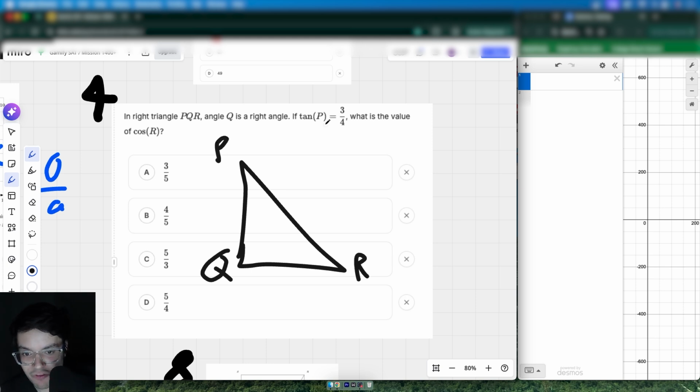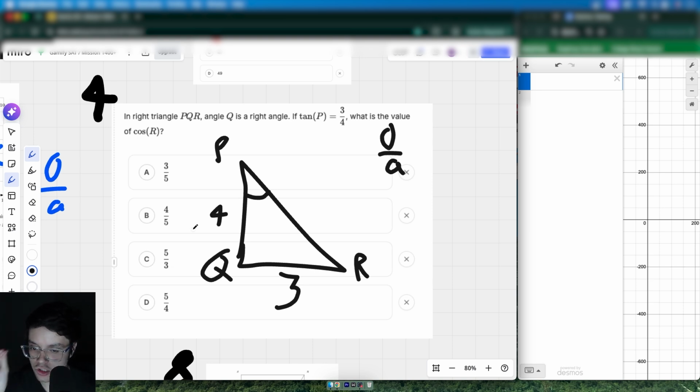It says tangent of P is equal to 3 divided by 4. Now remember, tangent is opposite over adjacent. So if you have angle P here, opposite to that would be this, and then adjacent would be 4. Now the thing that you should know though is that this is not necessarily true.